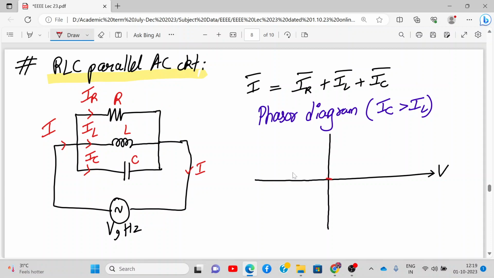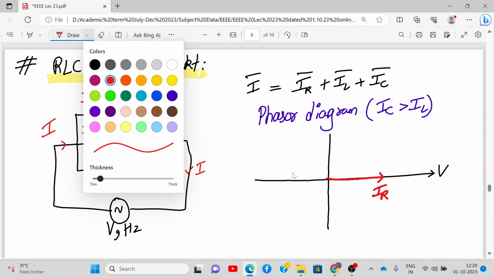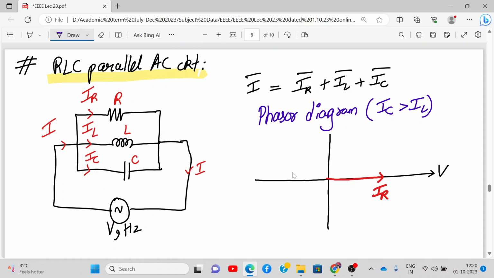Okay, this is my IR, let's say. Then where will I draw IC and IL? Now IC is greater than IL. So it is a pure inductor. So for a pure inductor, is the current leading or lagging? It's lagging behind. So I'll draw it down. This is IL.